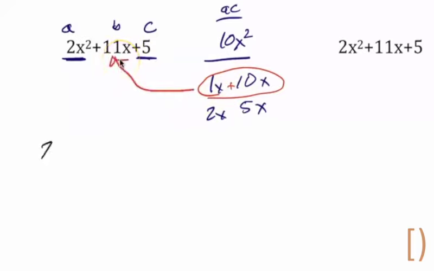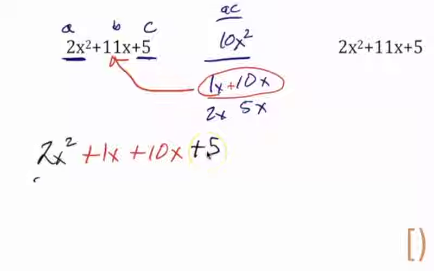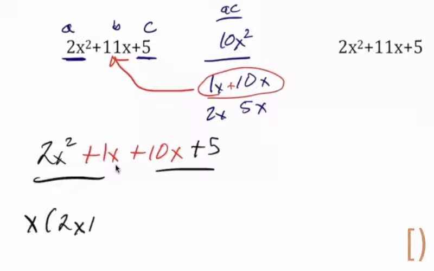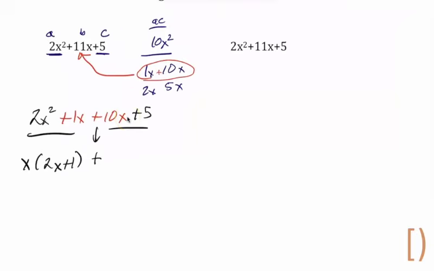So we get 2x squared still there. Now we have plus 1x plus 10x. And then the plus 5 is still there. Right, and then once we got here, we factor by grouping because we have 4 terms. So we'll group the first two and the last two terms. The first two have an x in common. Factor out the x, so you have 2x plus 1. You always bring down the middle sign. The back two have a 5 in common. I can divide them both by 5. So factor out the 5, and you get 2x plus 1 again.